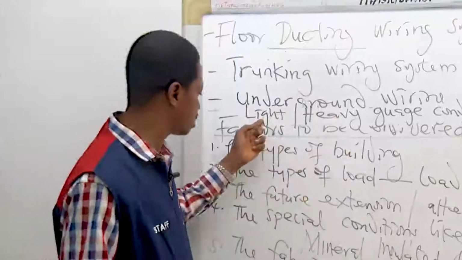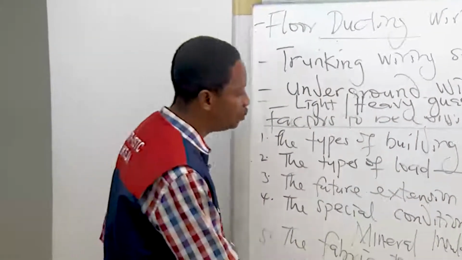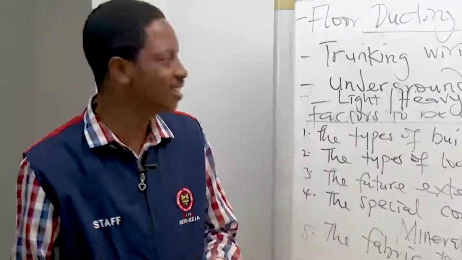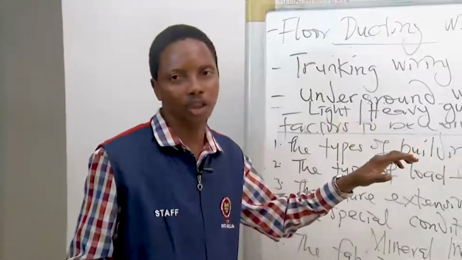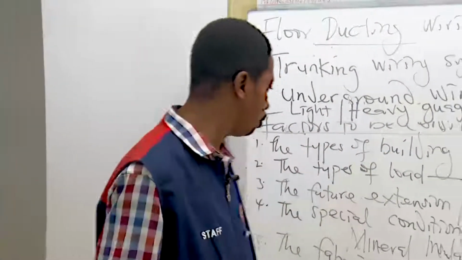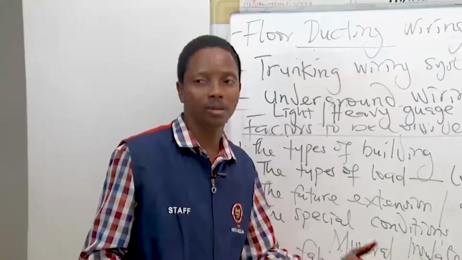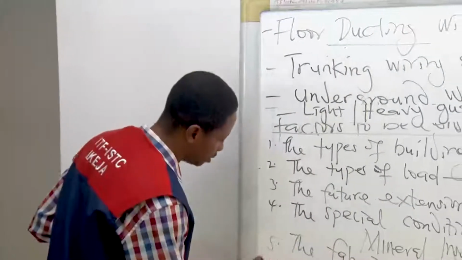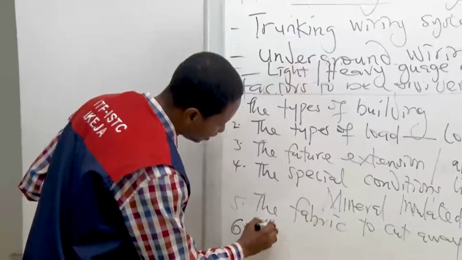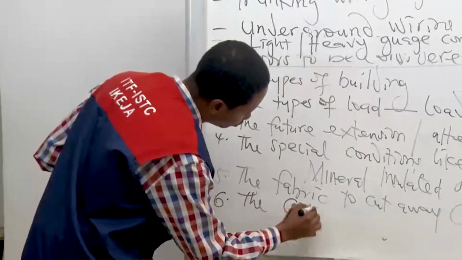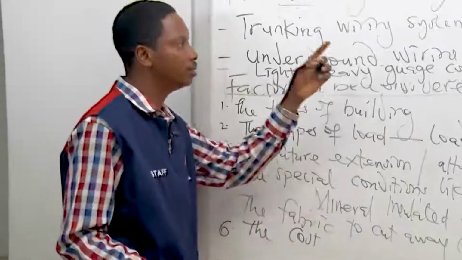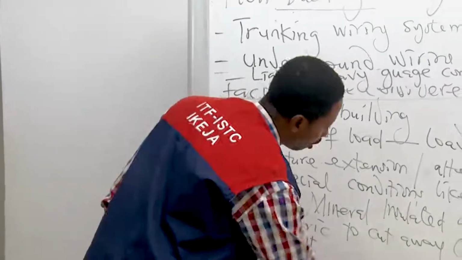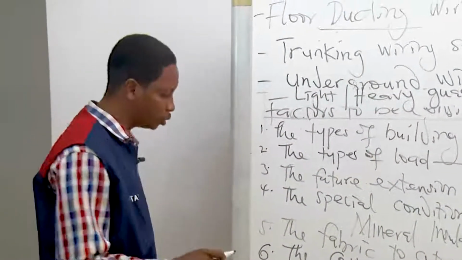So in the conduit system, because of the fabric to be cut away, breaking of the wall must be done neatly in light and heavy gauge. So you don't break the wall anyhow, because if you damage the building, it's going to affect the strength of the building. And then number 6, you consider the cost of the wiring system.